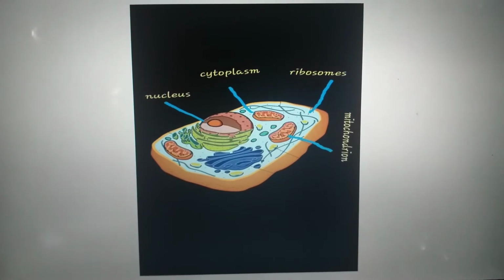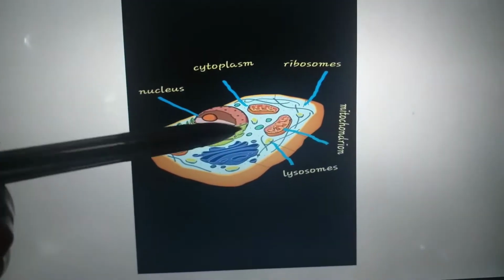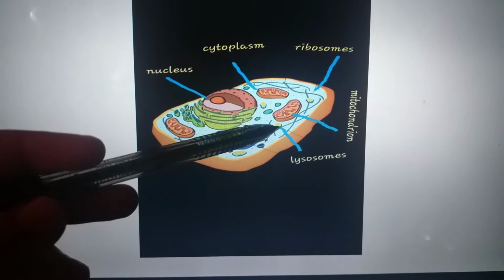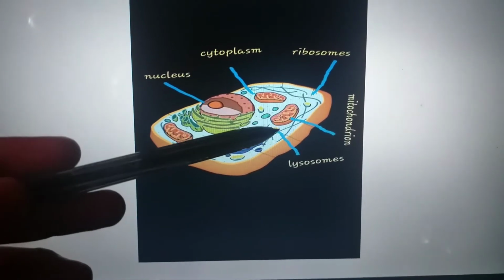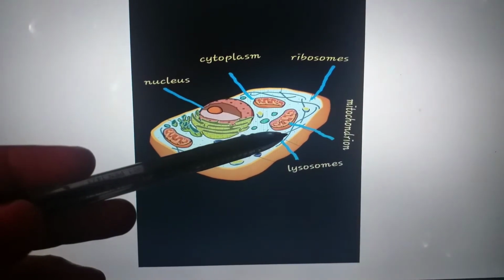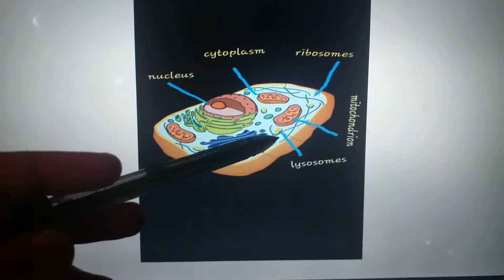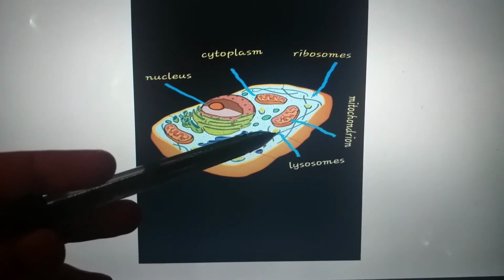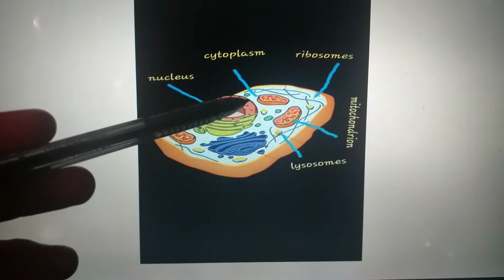After the mitochondria is the lysosome. This is the lysosome. It contains the digestive enzymes to help break food down. So, it helps in breaking down food.